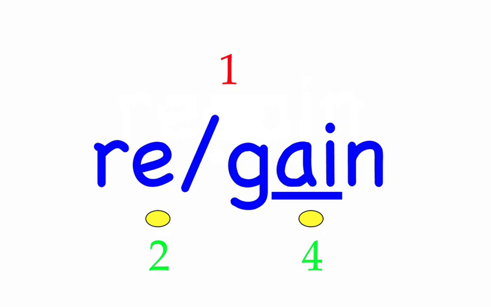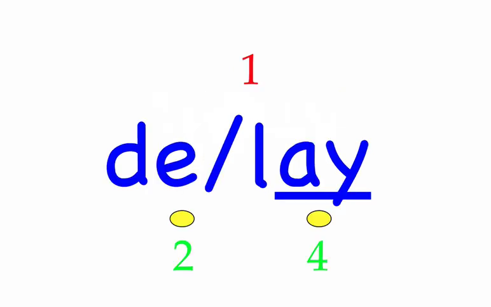Delay. We had yet another delay. De has two sounds: D, E. Lay has two sounds: L, A. Delay. Mark the word. Delay.